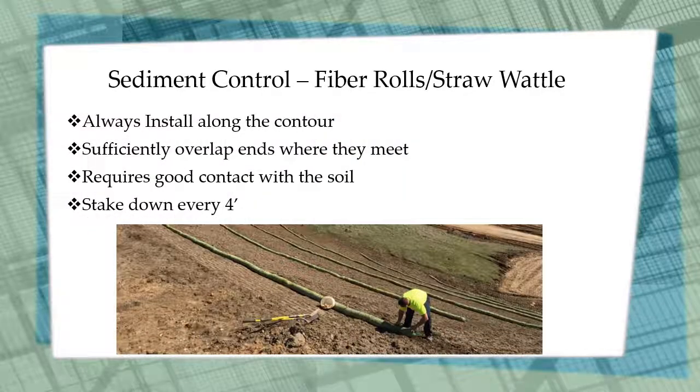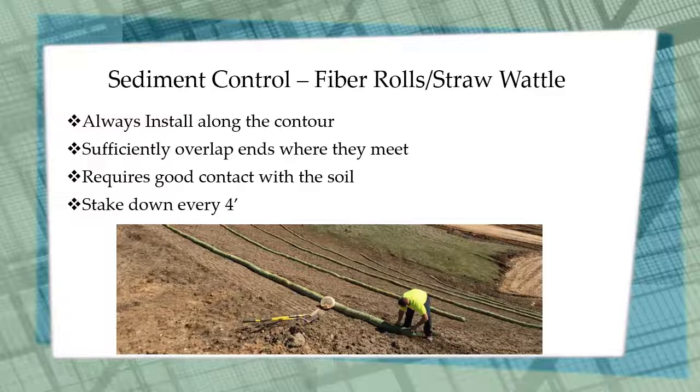Again, always make sure that you install fiber rolls along the contour. Make sure you overlap them sufficiently at the ends where they meet. Make sure you have very good contact with the soil for the entire length of the roll, and make sure that it's staked down properly, typically every 4 feet.